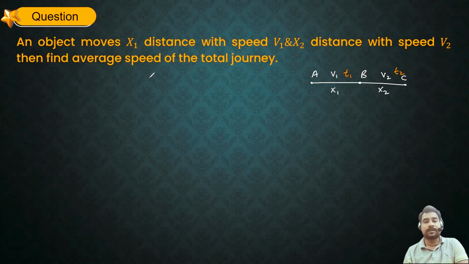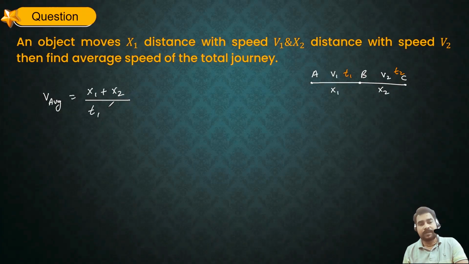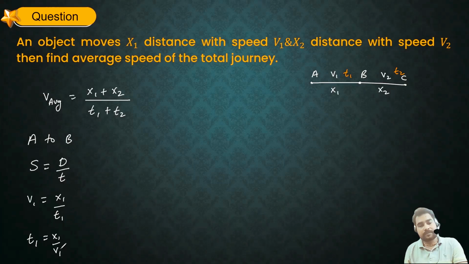Now I need to determine average speed. So for average, the formula is total distance upon total time. This time distance is given as x1 plus x2, but total time is not given, that I let as t1 and t2. Now from A to B, I can again use the formula speed is equal to distance upon time. Speed is v1, distance is x1, and time I let as t1. So the value of t1 is going to be x1 upon v1.